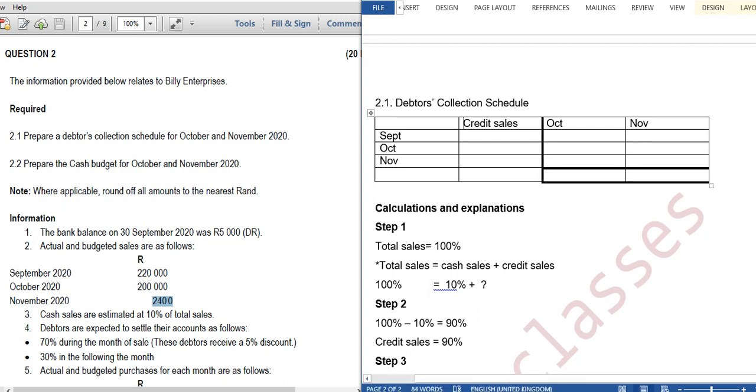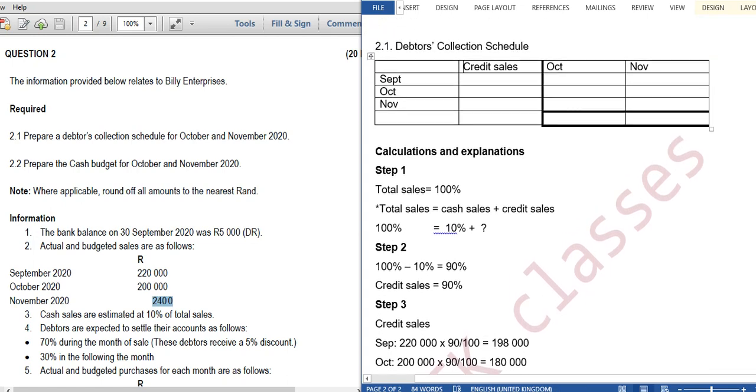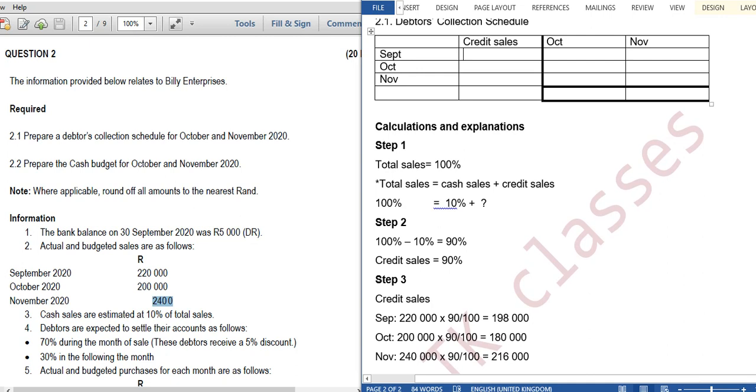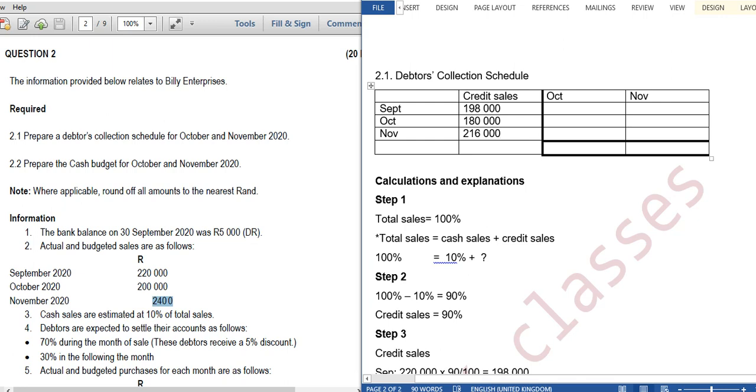Now what we are going to do, we are going to take these amounts that we have calculated. So in September we said 198,000, in October we said 180,000, in November we said 216,000. So these are the amounts that we are having. Now we need to fill in here and get our totals. This is our debtors collection schedule and these are our workings.